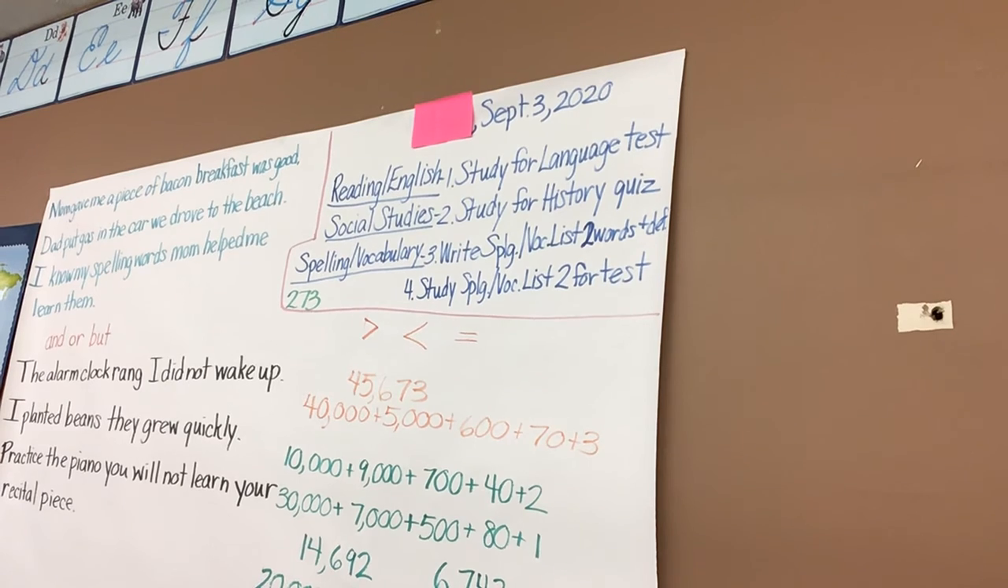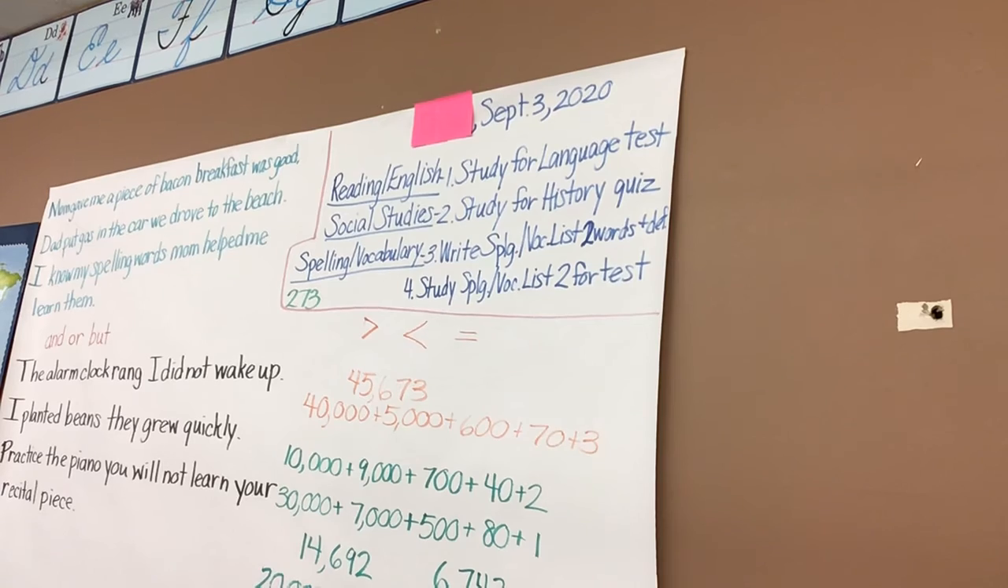43,000. Which one has an 8 in the 10,000s? Eric? Just tell me the first one, the second one, or the third one. The first one. Everybody read that one?